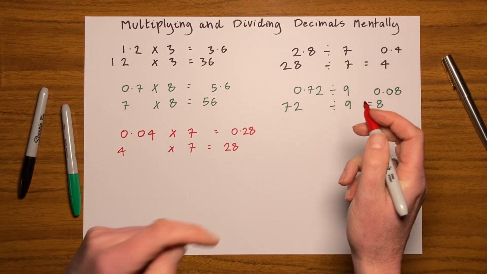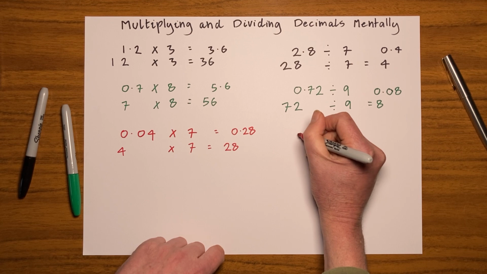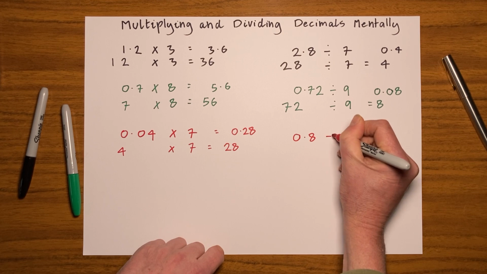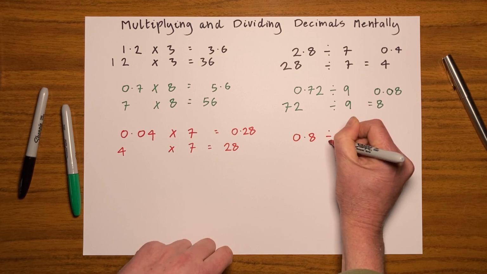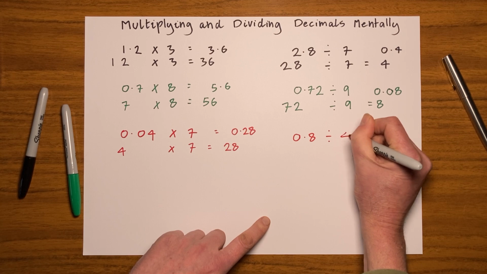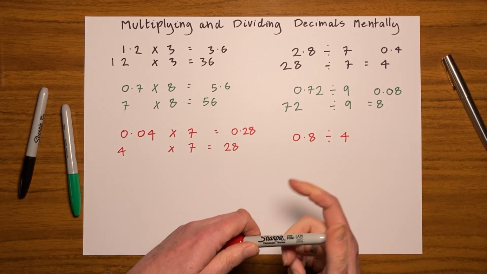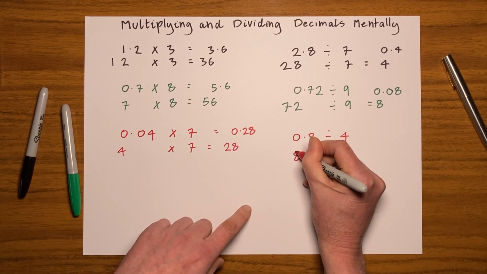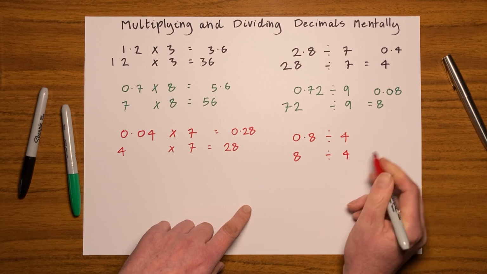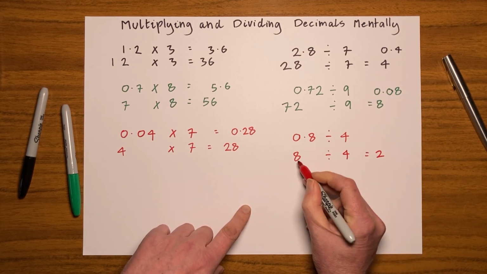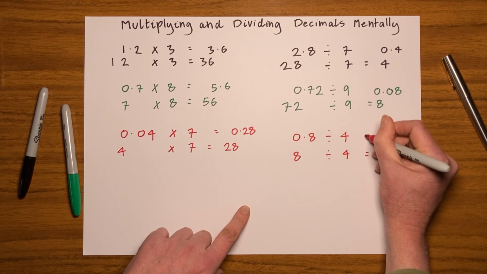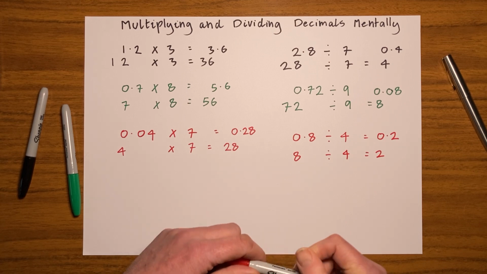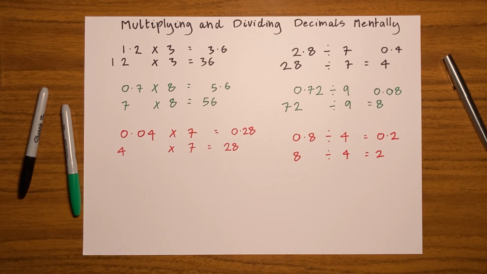Let's do one final one, and then we shall leave it at that in this nice red pen. Let's do 0.8 divided by 4. Okay, so again, I don't know how many 4s there are in 0.8, but I do know how many 4s there are in 8, which is 2. 0.8 is 10 times smaller, so I'll get an answer of 0.2.